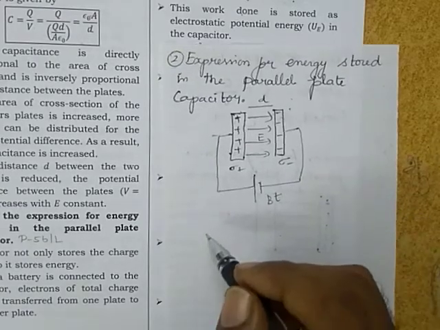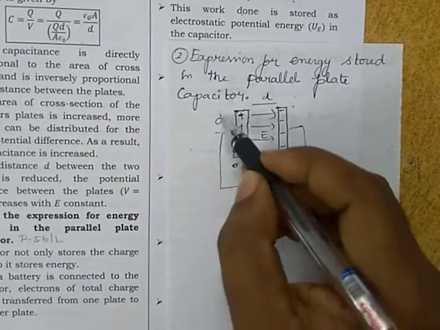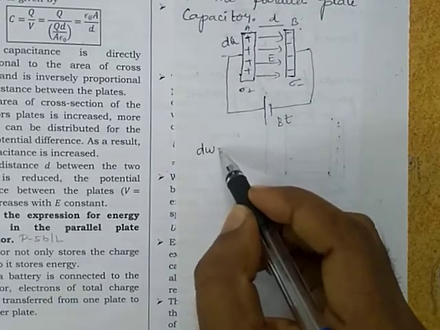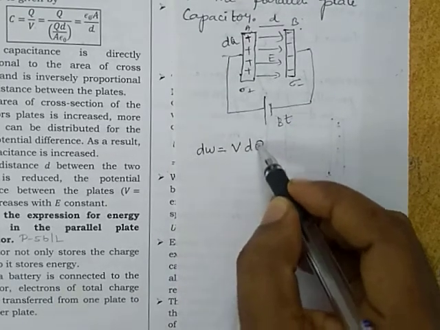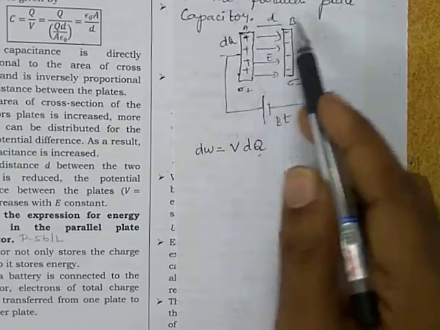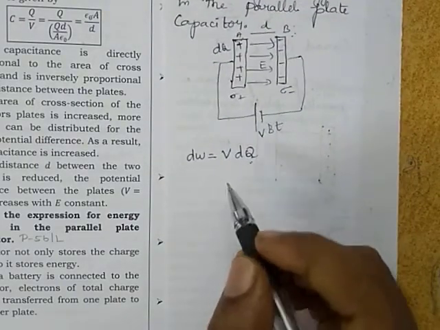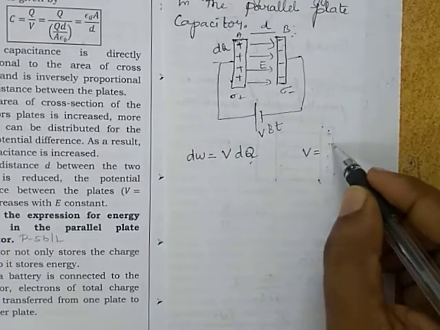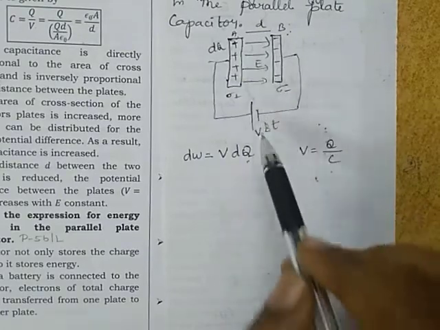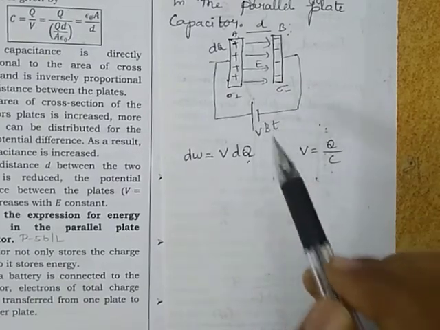That work done to move a small charge, an infinitesimal charge dq from plate A to plate B, is represented as dW is equal to V dq. Here dq is a small charge that is moved from plate A to plate B by applying the potential V. Then we know V is equal to Q by C. In order to find the total potential energy, that means the total work done by the battery.